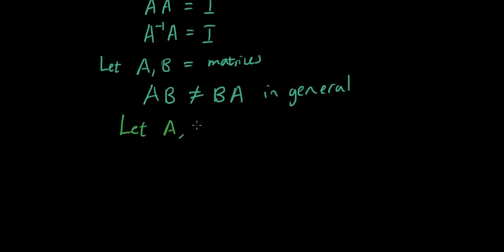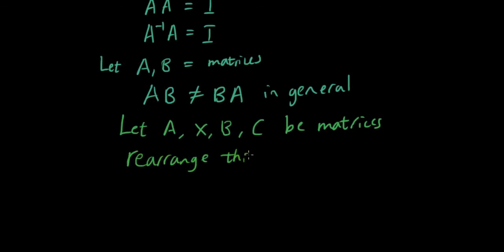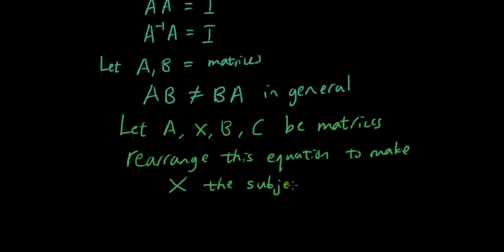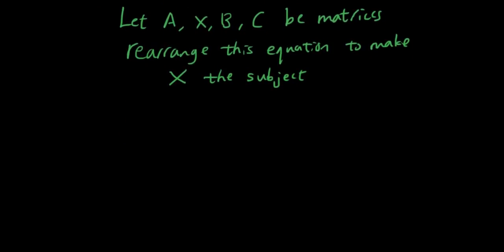Let A, X, B, and C be matrices. Rearrange this equation to make X the subject. Right, so it's pretty similar to a linear equation where you rearrange something to make X the subject. So let's say the equation is AXB equals C. We want to rearrange it to make X the subject.